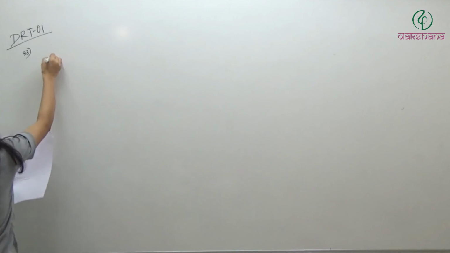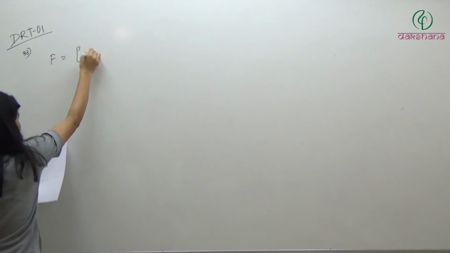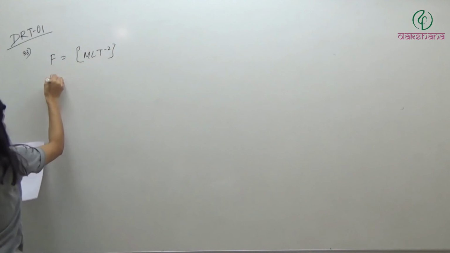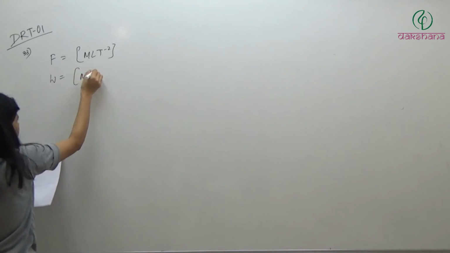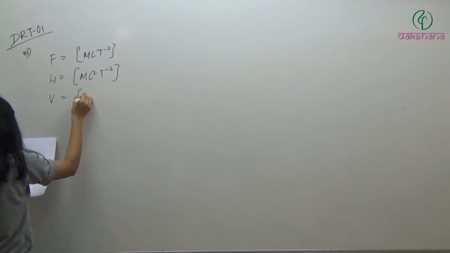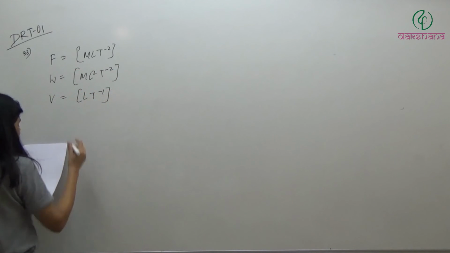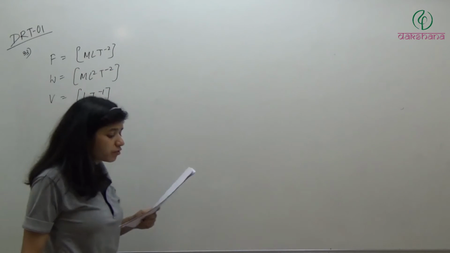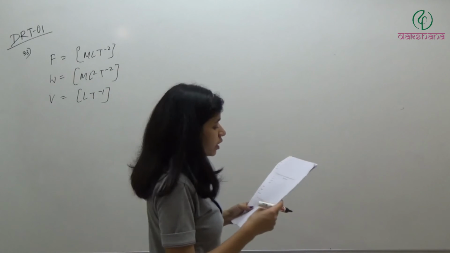So force, work and velocity. Force we can write as ML(T minus 2), work is ML2(T minus 2), and V is LT minus 1. Then what is the dimensional formula of time T?